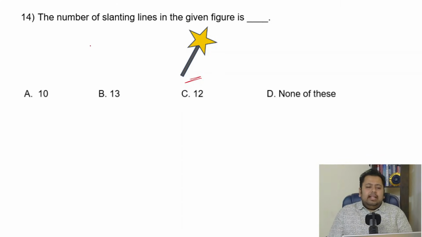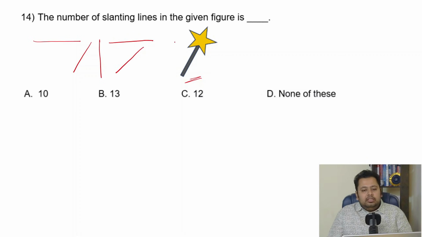What is a slanting line? A slanting line is this. This is a straight line. This is a vertical line, this is a horizontal line, and this is a slanting line. So how many slanting lines do you see? Let's find out. So this is one, this is two, this is three. So there are three slanting lines over here.